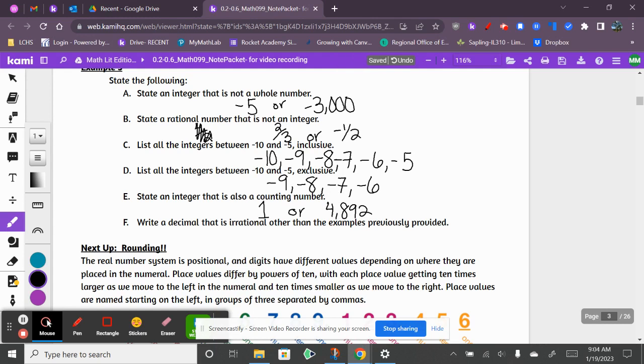The last one says to write a decimal that is irrational other than the examples previously provided. So we just want to write a decimal that, if it's irrational, doesn't have a nice pattern to it. Like 0.3297124, and just have it keep going on forever. Another example would be negative 10.73965. Just have it keep going on forever.